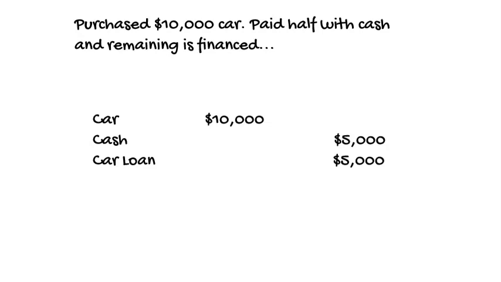Now, looking at the entry, you can see we have total debits of $10,000 and total credits of $10,000 because we're adding the $5,000 from the cash and the $5,000 from the car loan, both of which are credits in this transaction. And we have our balanced entry.